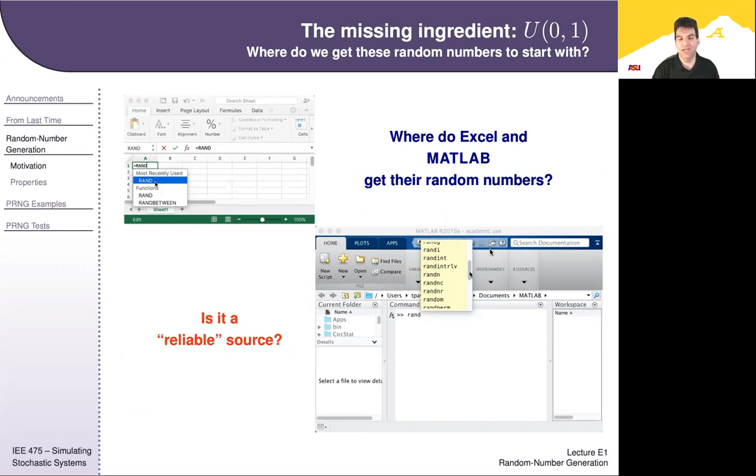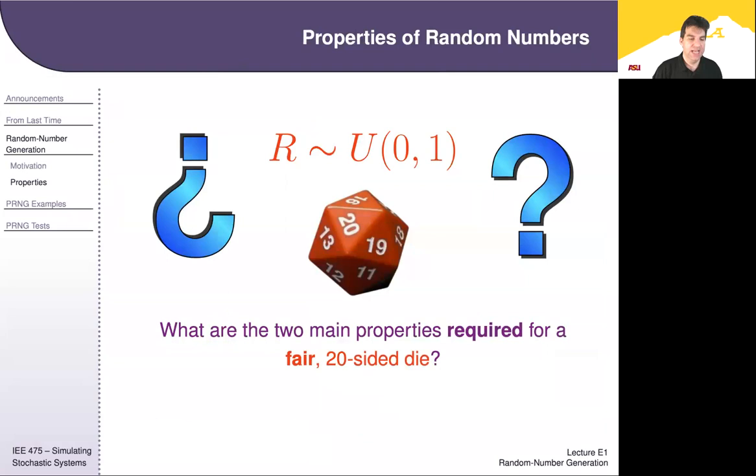And so MATLAB also can generate random numbers for you. But I mean, the question we have is, how can we trust that their numbers are random? And where are they getting these random numbers? And so we need to have the ability to evaluate random number generators to be able to say, is this a good source of randomness?